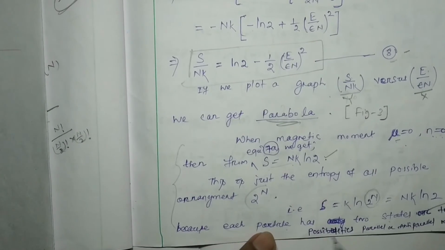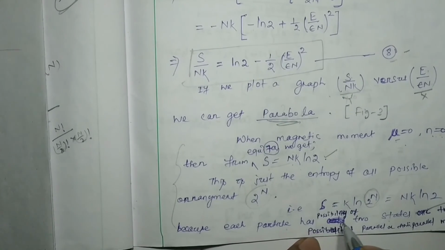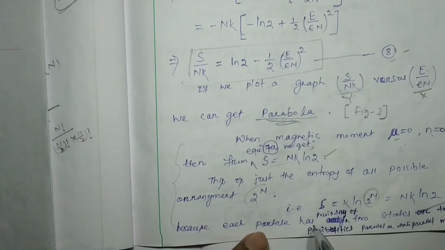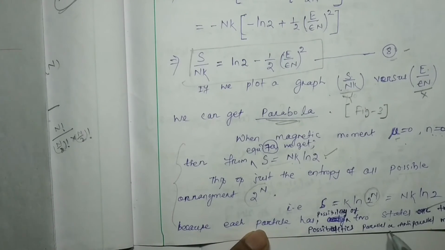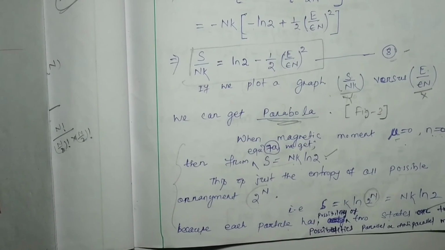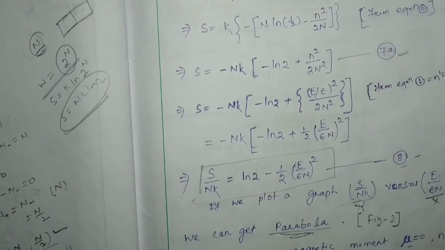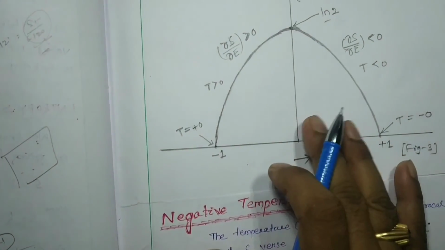So because each particle has, here I just somewhat corrected, that is this one, because each particle has possibility of 2 states, that is your parallel or anti-parallel moment. Okay, so now here I told that if we are going to draw this one, it will be like this. It will be a parabola.